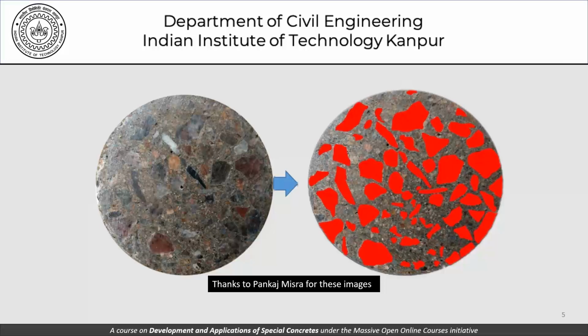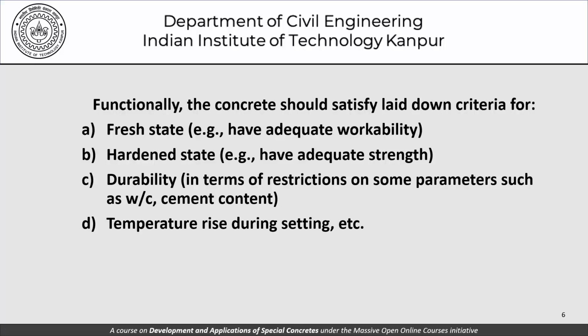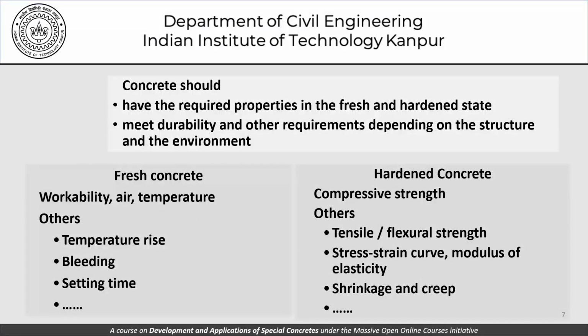So having said that, we know that functionally the concrete should have properties in a manner that they satisfy laid down criteria for both the fresh state, the hardened state, and any other requirements like durability, temperature rise, and so on. And we've seen these properties of concrete as well. In the fresh state, it could be workability, air, temperature. Others could be temperature rise, bleeding, setting time. We've seen how these properties are measured. And in the hardened state, it could be compressive strength, and other than that, tensile strength, flexural strength, the stress strain curve, and so on.